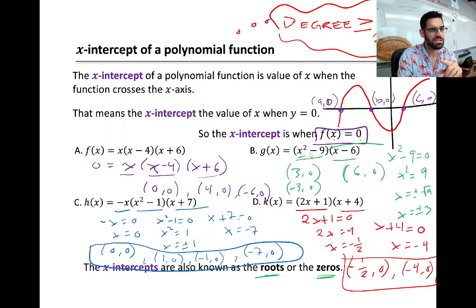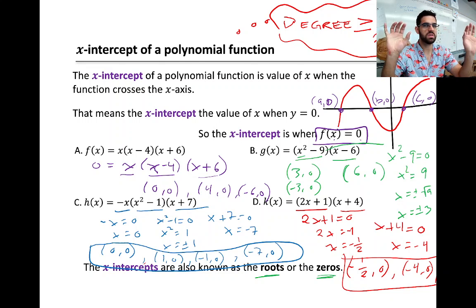If you recognize this as a difference of squares, then you could break this up into x plus 3 and x minus 3, and you get the same two x-intercepts.